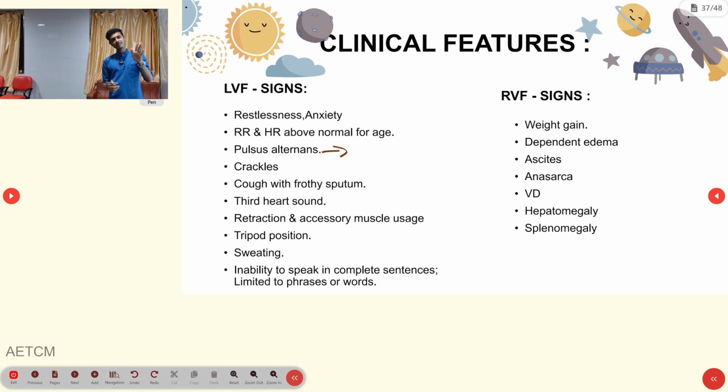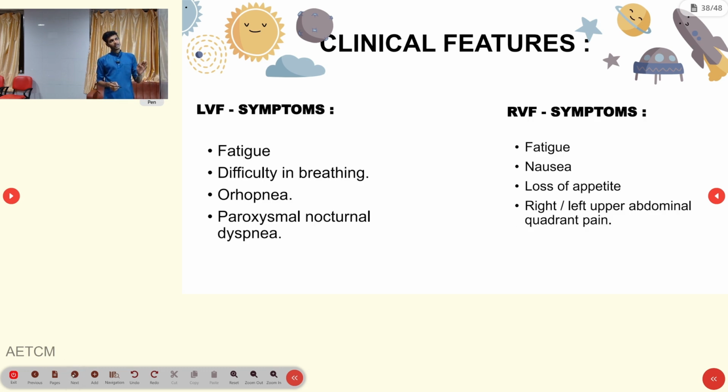So in the case of right ventricular failure, there will be congestion in the venous system. So there will be weight gain, dependent edema, ascites, anasarca, jugular venous distension, hepatomegaly, splenomegaly. In left ventricular failure, the symptoms, that is subjective data wise, are fatigue, difficulty in breathing, orthopnea, paroxysmal nocturnal dyspnea. Right ventricular failure symptoms wise: fatigue, nausea, loss of appetite, right or left upper abdominal quadrant pain.